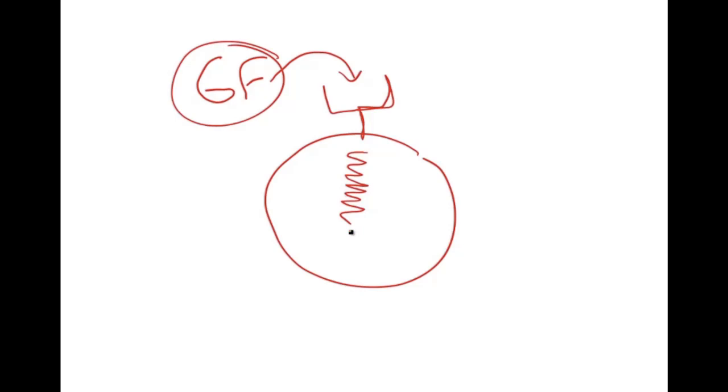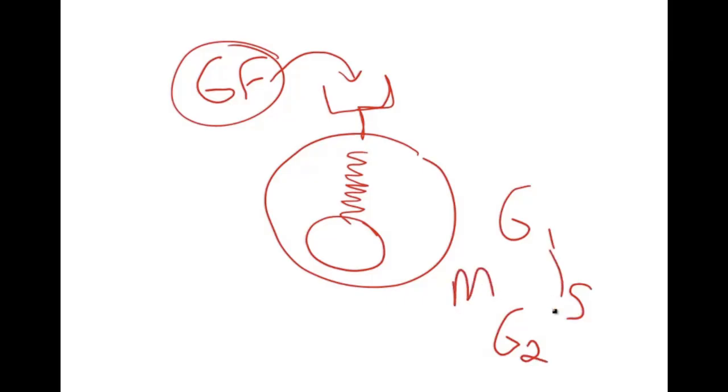The binding of growth factor to growth factor receptor sends a signal, and this signal is carried by something called a signal transducing molecule. A signal transducer will carry the signal to the nucleus, and within the nucleus, cell cycle regulators and nuclear regulators will get activated, which will then cause the cell to cycle through G1, S, G2, M, and that's the normal cell cycle.